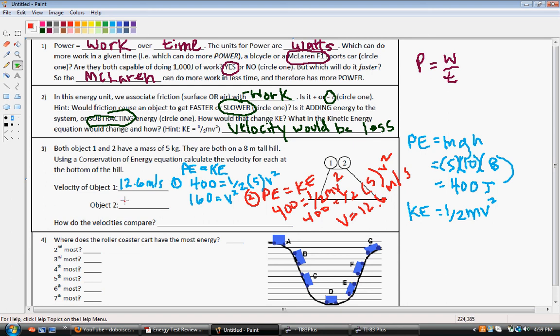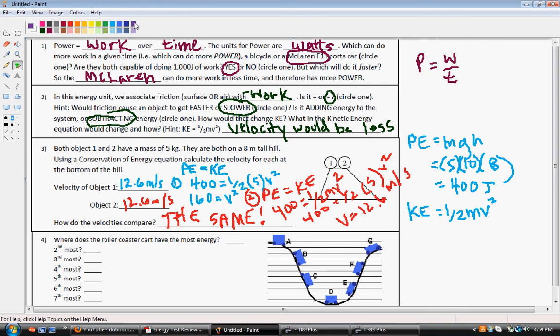Alright, so object 2 is going 12.6 meters per second at the bottom as well. So how do the velocities compare? They're the same. But object 2 will take longer to get to the bottom, but both objects are going to be going just as fast at the bottom.